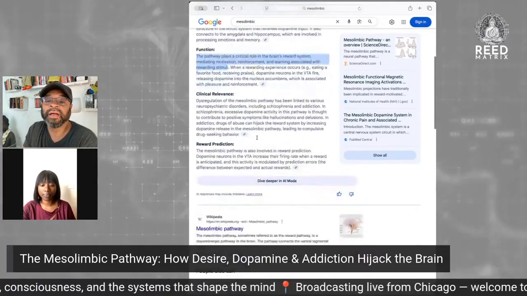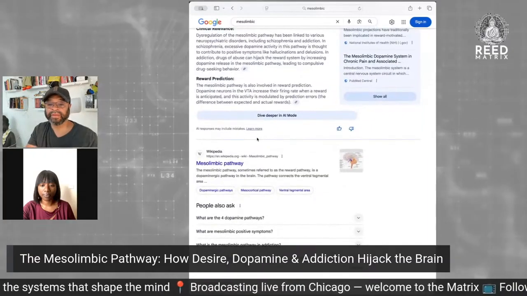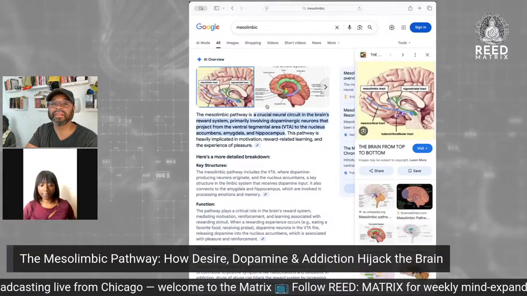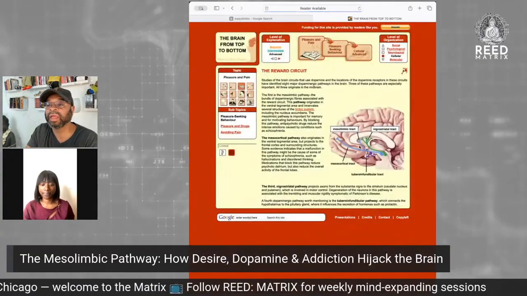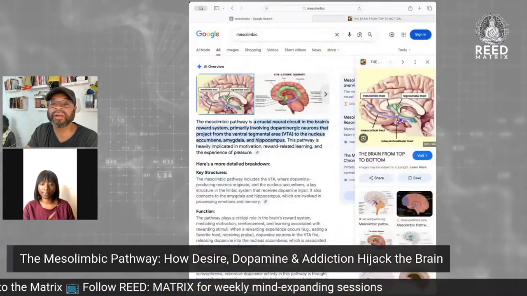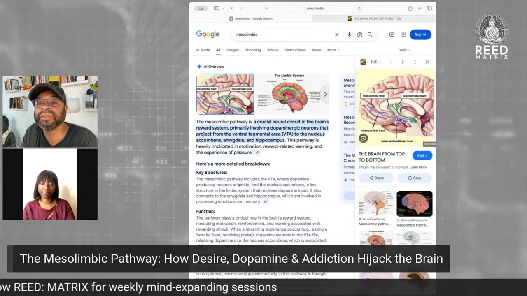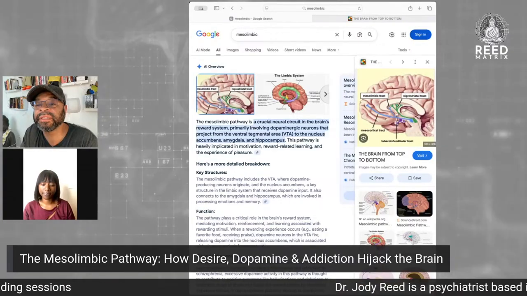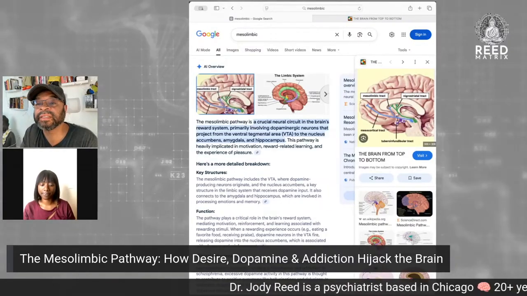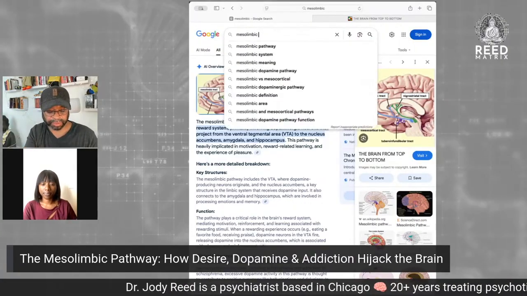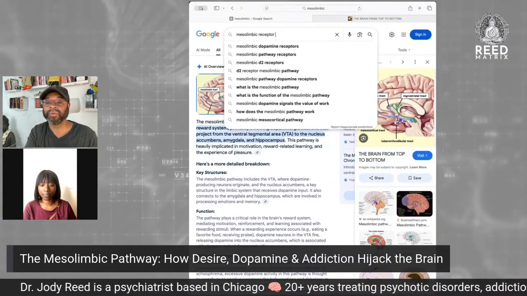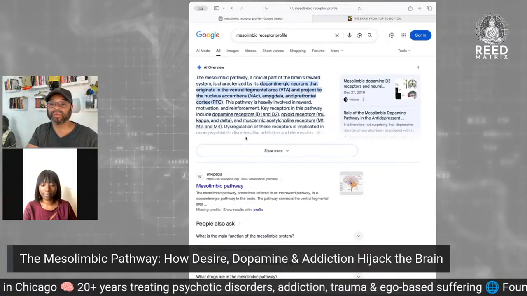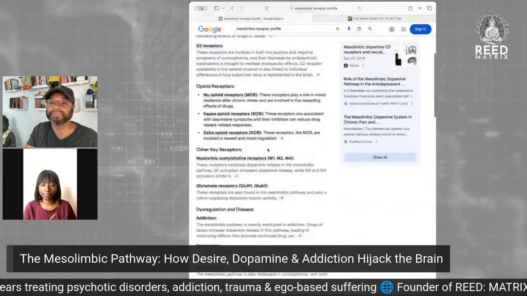Okay, here, let's see. Let's look at the pathway here. That's too far. Okay. So from this area here on up here, and that's it. So let me see the receptor profile. Let's look at the receptor profile for it.